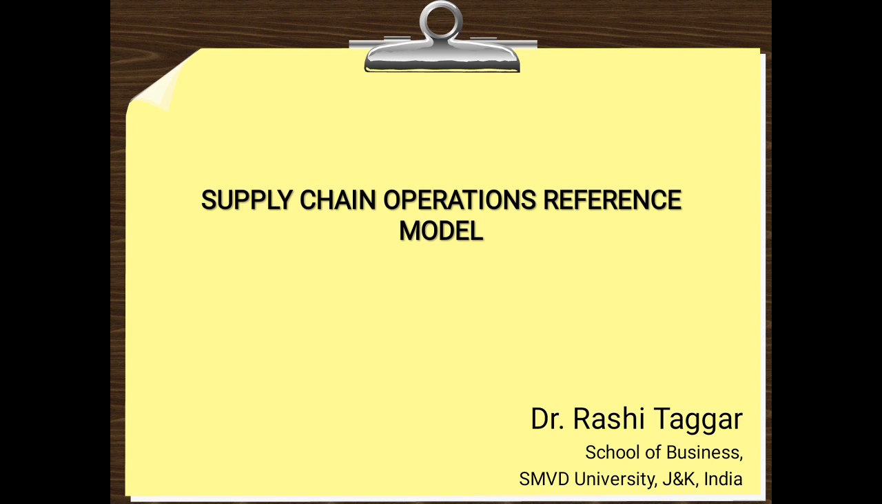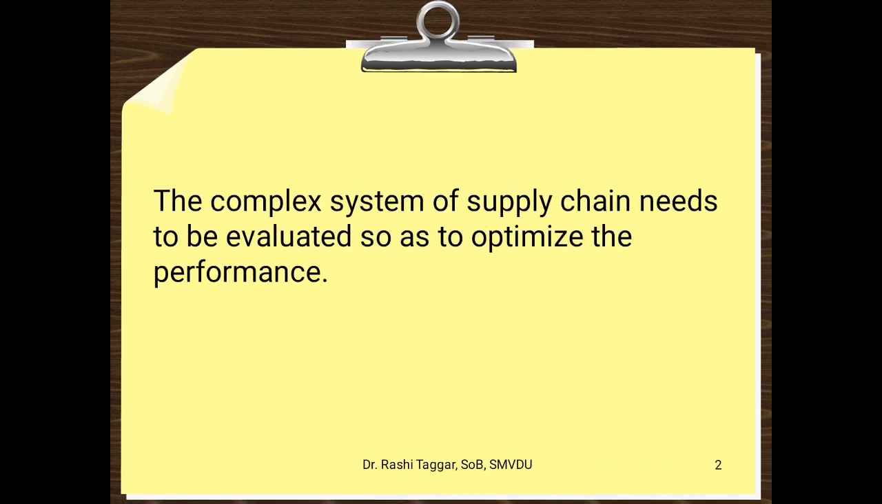Let us discuss the concept of supply chain operations reference model. Now, why is it important to know about this model? Because supply chain is a complex system. To understand the complexities, there is a need to evaluate the system so as to optimize the complex system of supply chain to remain competitive. Now, applying supply chain operations reference model helps in benchmarking and comparing supply chains and supply chain management practices.